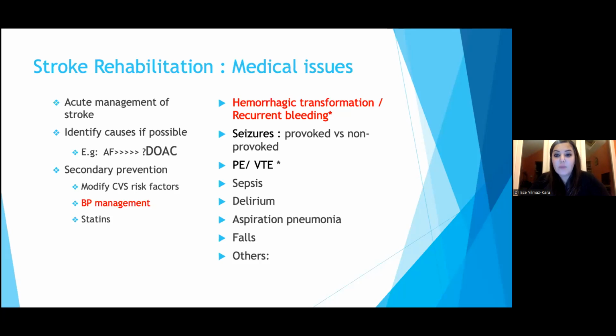Seizures can be an issue in the early stages. There are provoked and non-provoked seizures. Provoked seizures are usually due to an underlying cause like an infection, electrolyte imbalance, etc. Within the first 72 hours, we don't accept seizures as epilepsy, and we may do some anti-epileptic loading, but in the long run, we don't keep our patients on anti-epileptics, but this can be an early stage issue.